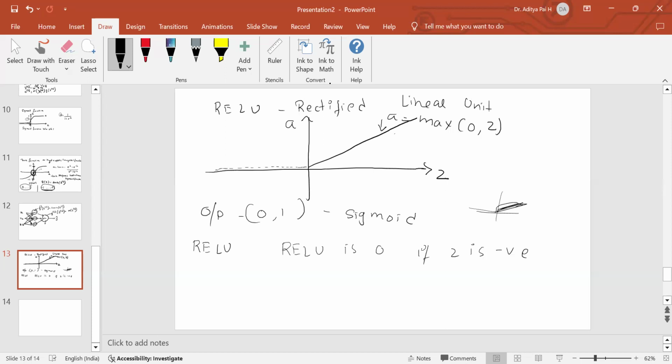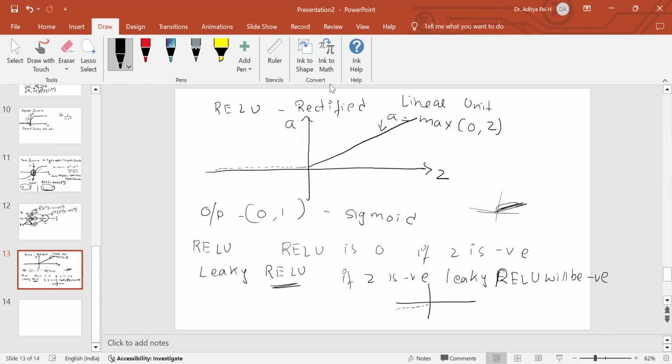Another variant of ReLU is the leaky ReLU, which is also more preferable. Even if z is negative, leaky ReLU will also be negative, that is, your A will also be negative. In here the graph will be somewhat like this. So even if it is negative, we can keep our output slightly negative in this case.